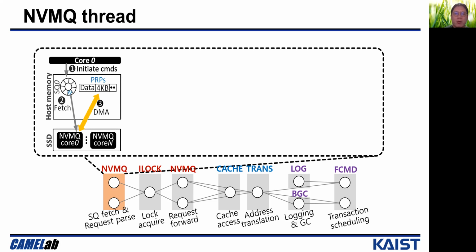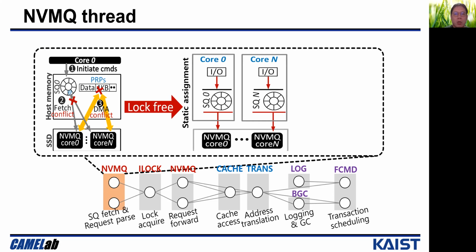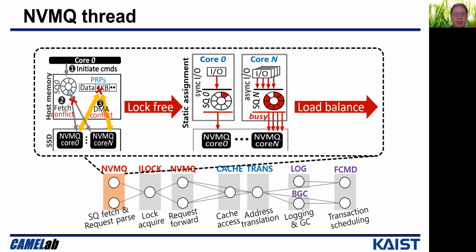However, when we employ multiple NVMQ threads, the NVMQ threads can fetch the same NVMe commands or access the data from the same memory location. All of these can generate conflicts. One possible solution for lock-free is to statically assign the NVMe submission queue and the completion queue to different NVMQ threads. However, the different cores can generate different numbers of IO requests. So the different NVMQ threads can experience unbalanced loads. To address this challenge, we propose a load balance design.